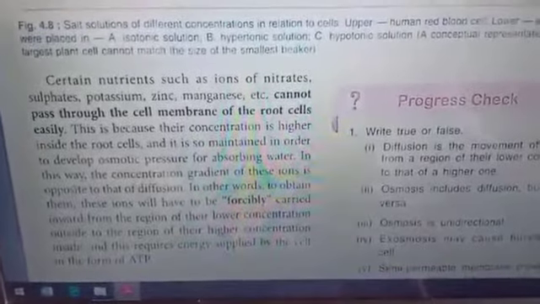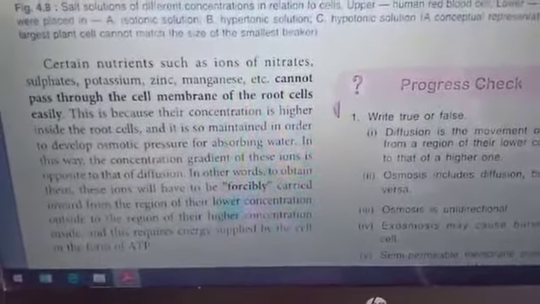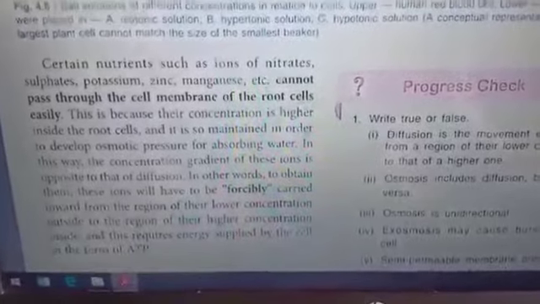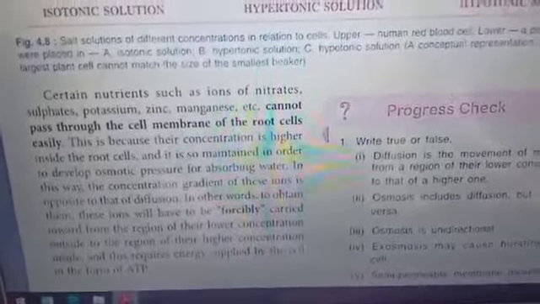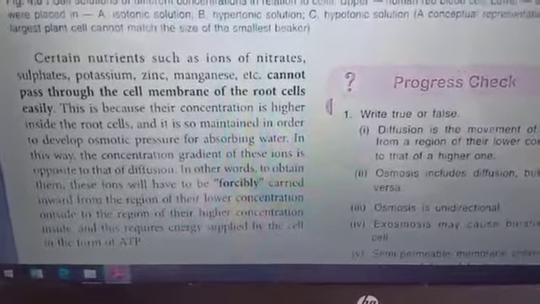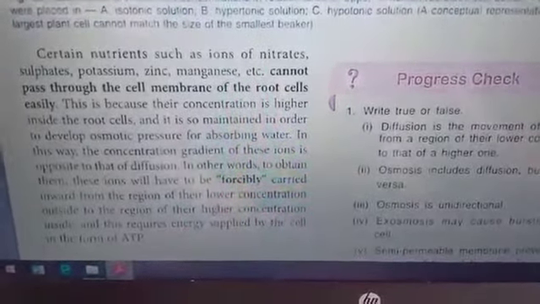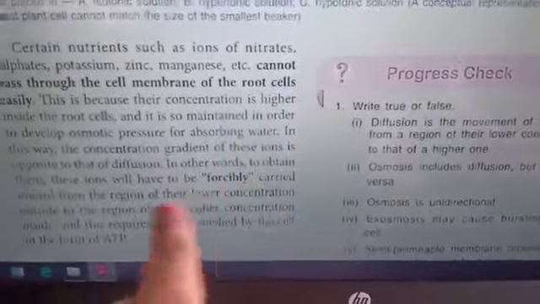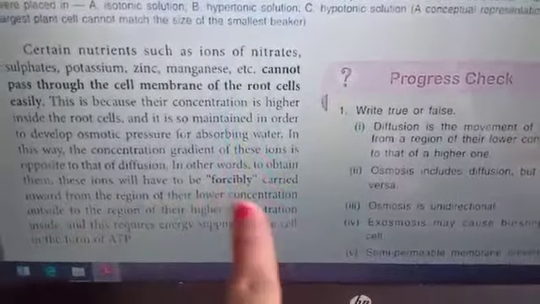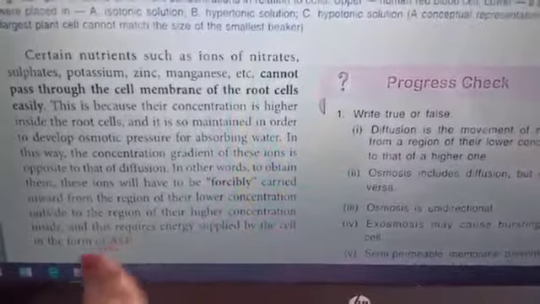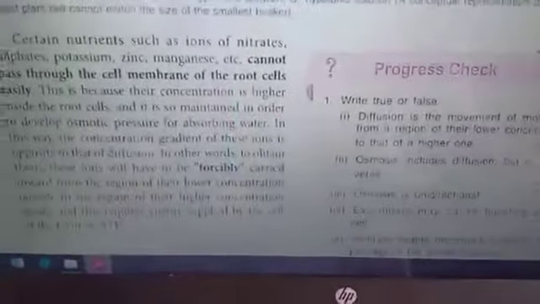Next, certain nutrients like ions of nitrates, sulfates, potassium, etc. cannot pass through the membrane by diffusion. This is because the concentration is higher inside the roots and in the soil it is less. In this way, the concentration gradient of these ions is opposite to that of diffusion. They are forcibly carried inward from the region of lower to higher concentration and require energy supplied by the cell in the form of ATP.